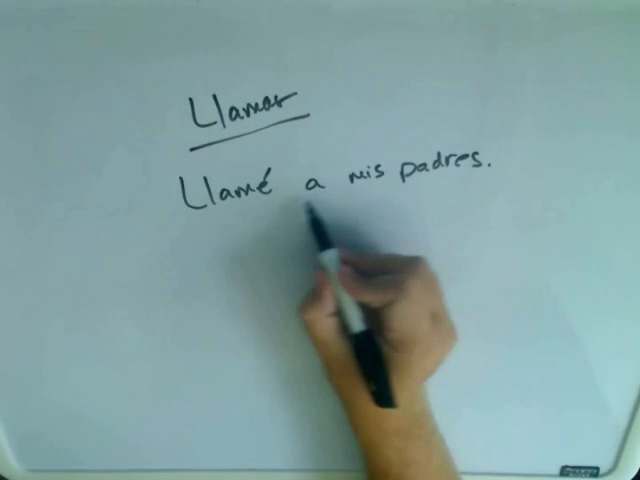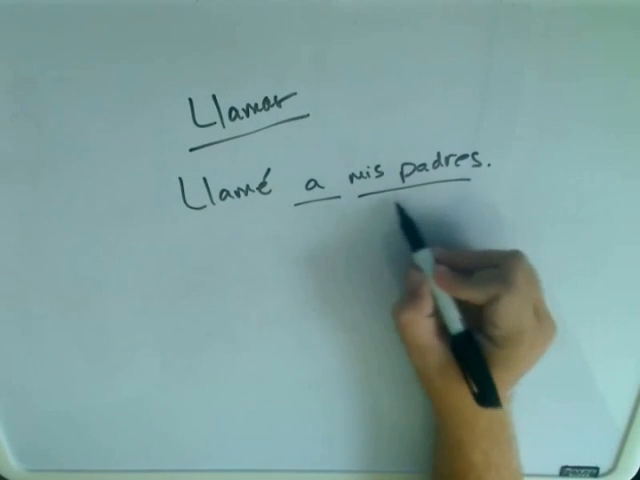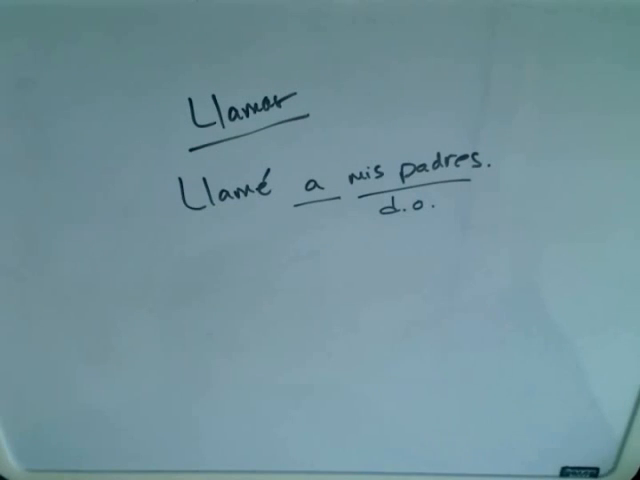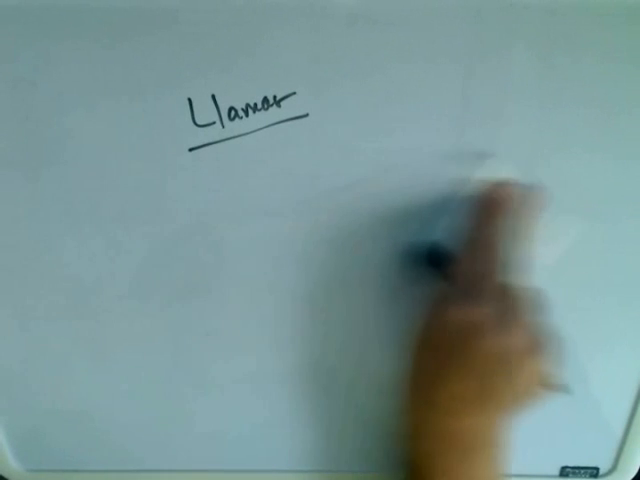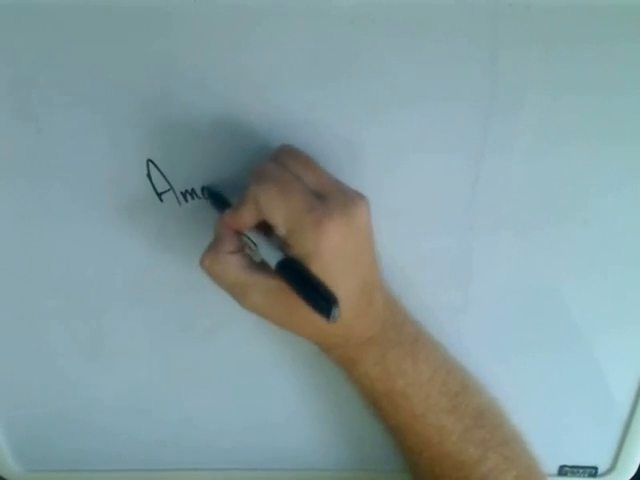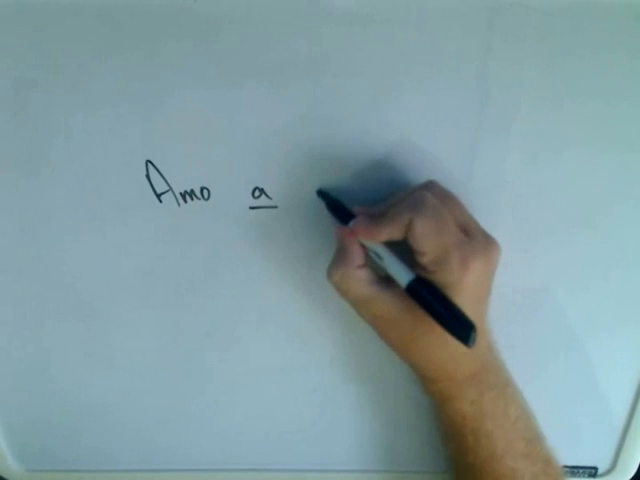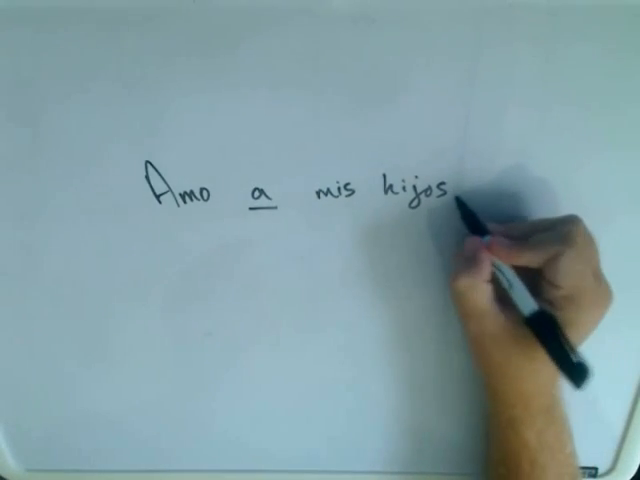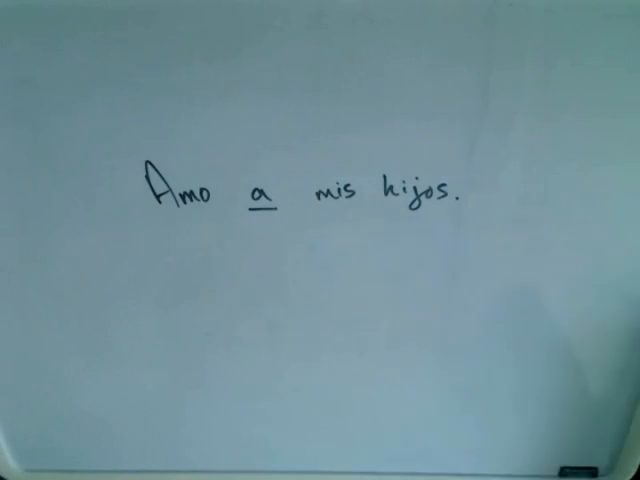Again, this is that standard use of the a personal when the direct object is a specific person or persons. Yo llamé a mis padres. I called my parents. It's required when your direct object is a specific person. How about if I wanted to say, "I love my kids"? I would have amo a mis hijos. Amo a mis hijos.